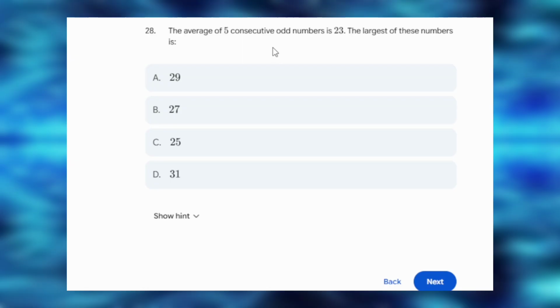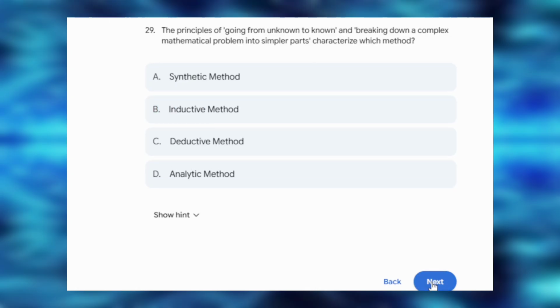Next sum, the average of 5 consecutive odd numbers is 23. The largest of these numbers? The average of 5 consecutive odd numbers is the middlemost number. Here the middlemost number is 23. Then the largest is the second number from the middlemost, 25, 27. 27 is the correct answer.